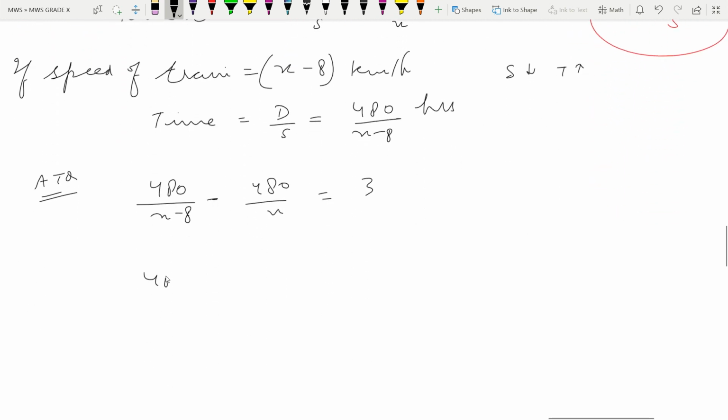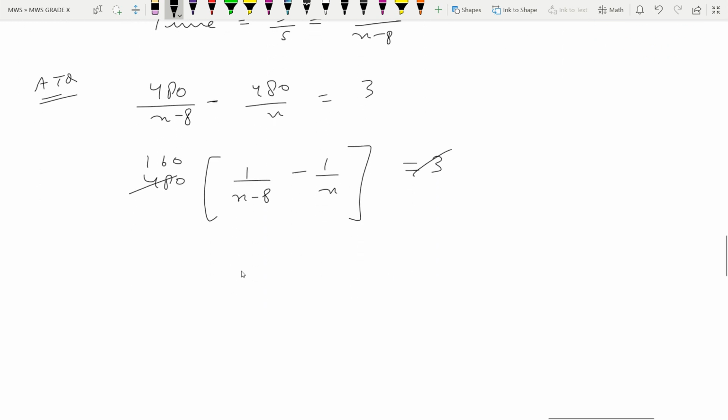Just take 480 common, it will be 1 upon x minus 8 minus 1 by x is equal to 3. Cut this 160, take LCM. We have taken the LCM of x and x minus 8. Here x minus 8 cancelled out, so x multiplied by 1 is x. Here x and x cancel out, so x minus 8 multiplied by 1 is x minus 8. And this 160 we can keep there only. No worries.